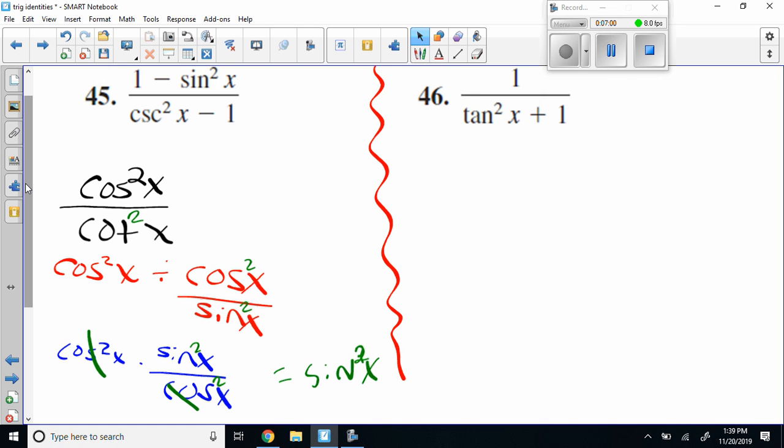I give you a minute for 46. All right, so let's look at the numerator first. What's up in the numerator? A 1. Can I do anything with it? Tangent squared x plus 1. How did you know it was secant squared? What told you to go look at the Pythagorean theorem? The tangent squared plus 1, right? So that's 1 over secant squared, right?